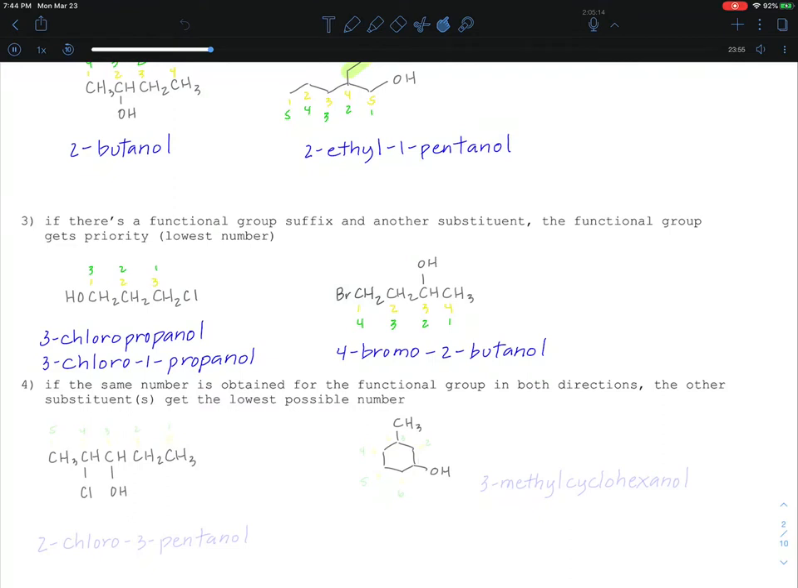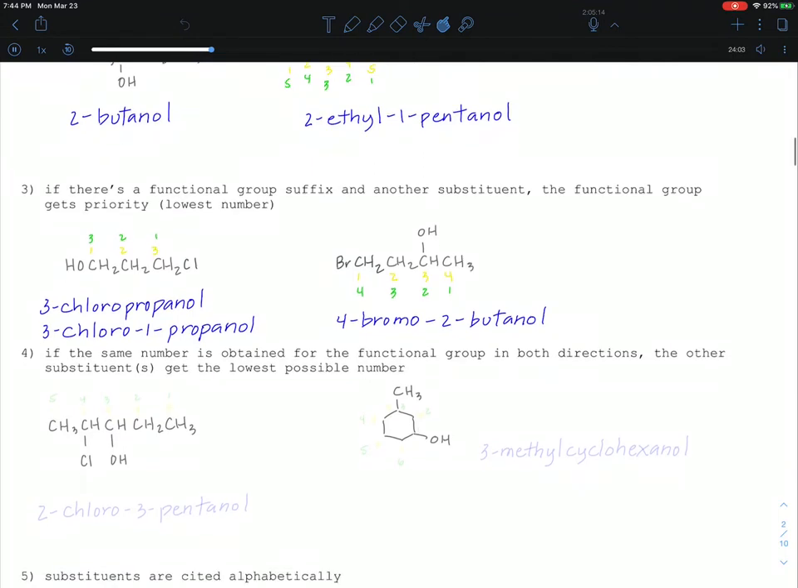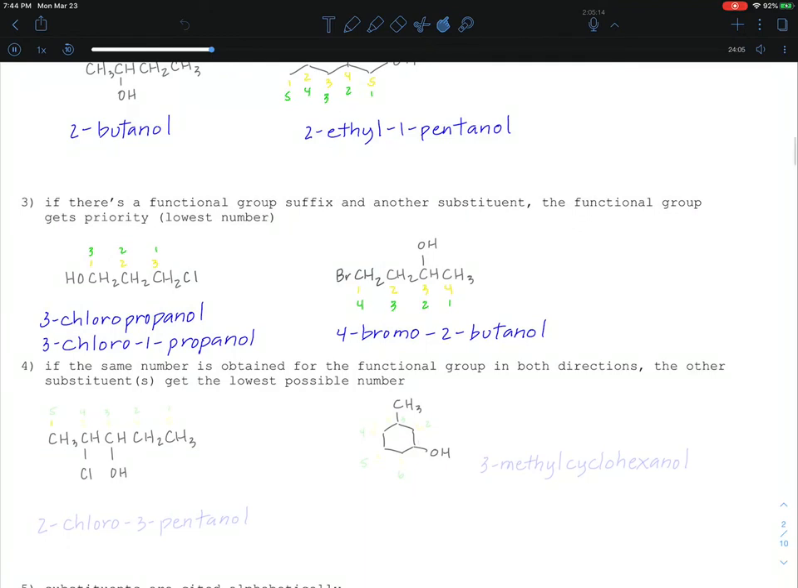Okay. So what if you get the same number for your functional group if you number it in both directions? So what do I mean by that? Well, let's number this first one. So if I go from left to right, 1, 2, 3, 4, and 5, or I can go from right to left, 1, 2, 3, 4, and 5. So I got a 3 no matter what. What are you going to do?